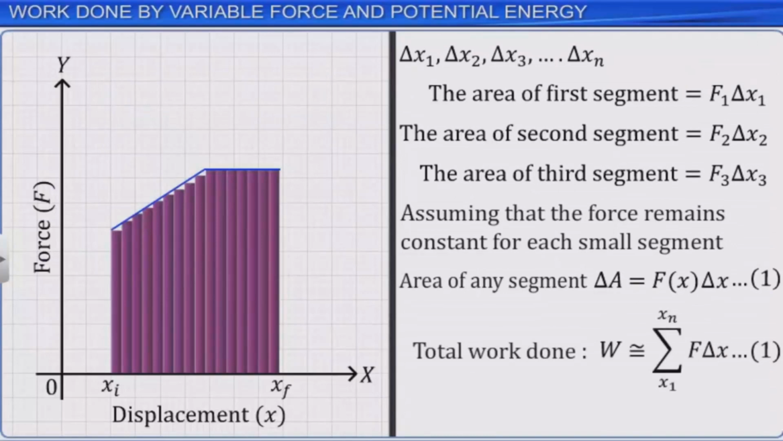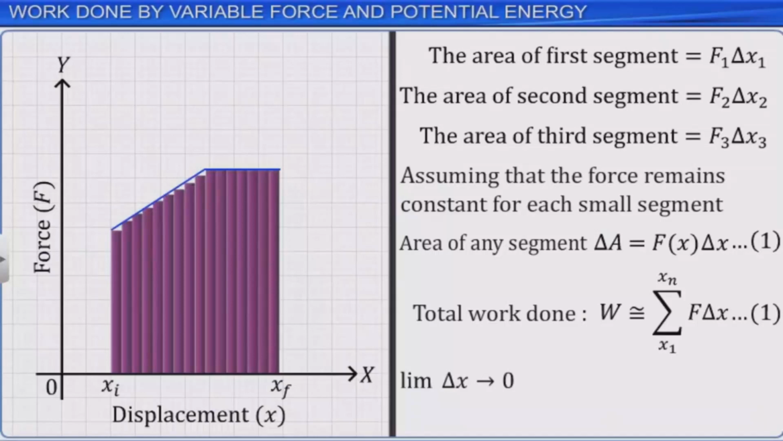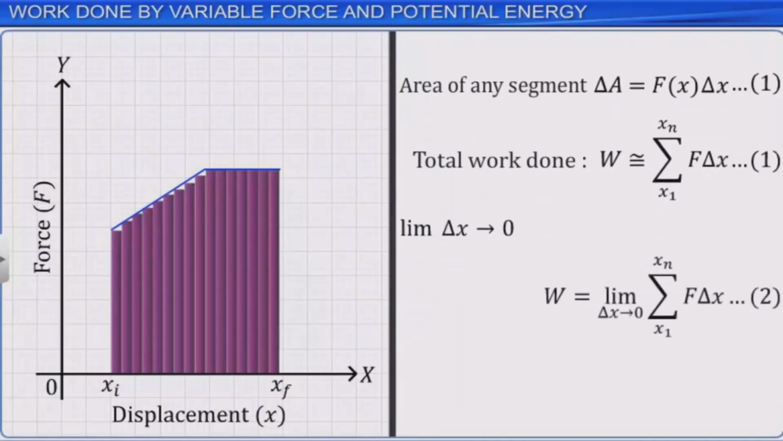The total work done is equal to the sum of the areas of all the small elements, which is equal to the summation of F delta x taken within the limits from x1 to xn, as in expression 1. If the size of each segment is very small, each segment tends to zero, and we have a large number of such segments, the total work done is calculated as W is equal to sigma of F delta x between the limits x1 to xn, as delta x tends to zero. Let this be equation 2. Hence, the work done for a varying force can be expressed in integral form, as W is equal to integral F dx in the limits x1 to xn. Let this be equation 3.